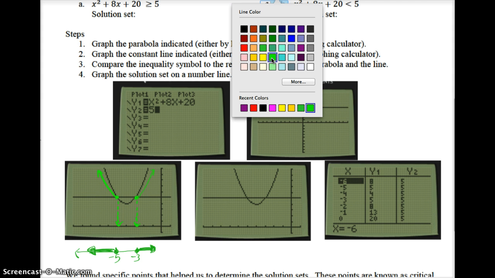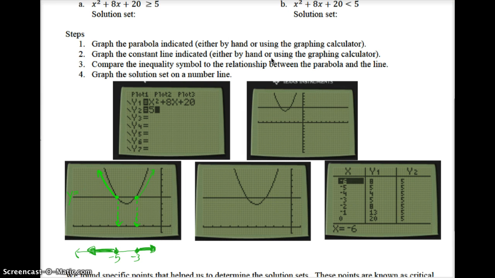We found two values, -5 and -3, that are larger than our horizontal line. So we know that this horizontal line is y equals 5, and the other part is the parabola, the x squared plus 8x plus 20. So all of this area up above y equals 5 is greater than, and we decided that the values that are critical to answering this question are -5 and -3. We also said that if we're graphing the solution set on a number line, it is going to be on the outside, so it's going to be joined up with an OR.